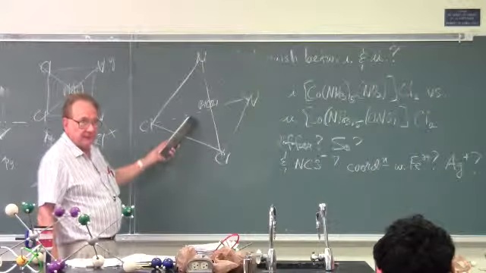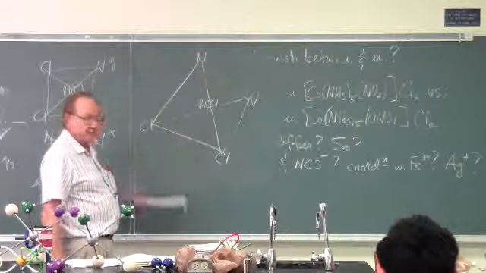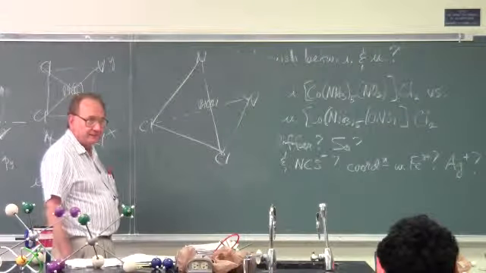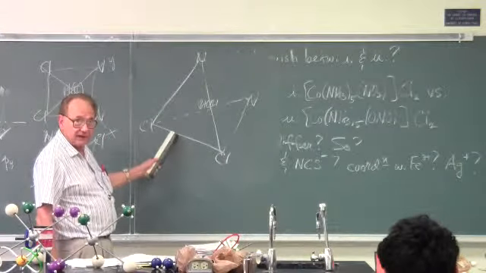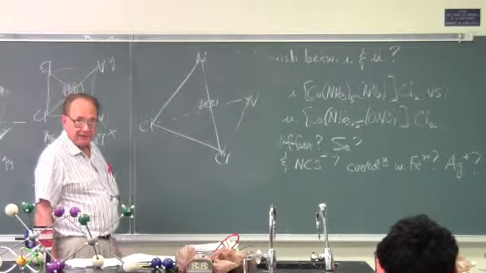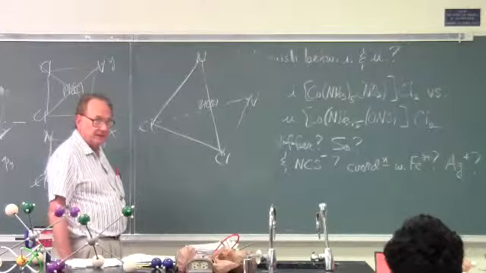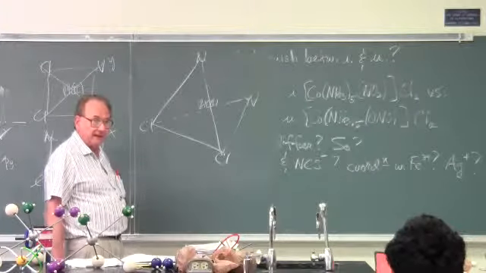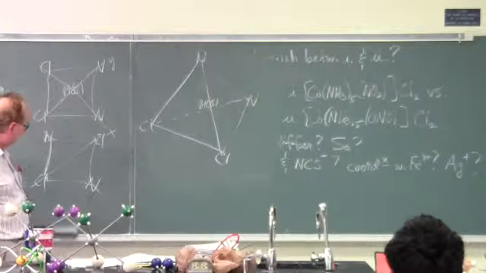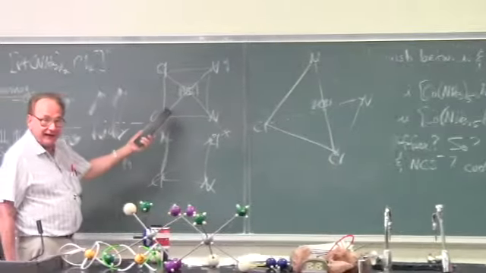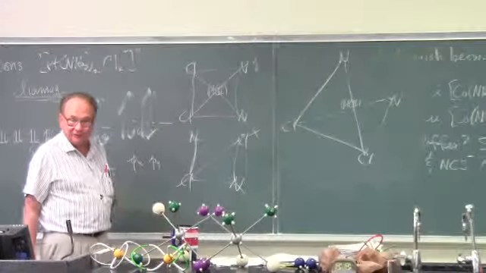Imagine platinum in the +2 oxidation state in the center of this tetrahedron. Does this show cis-trans isomerism? No. There's no cis-trans for this thing. All the bond angles are 109.5 degrees. But here, the bond angles are 90 degrees and 180 degrees respectively, aren't they?